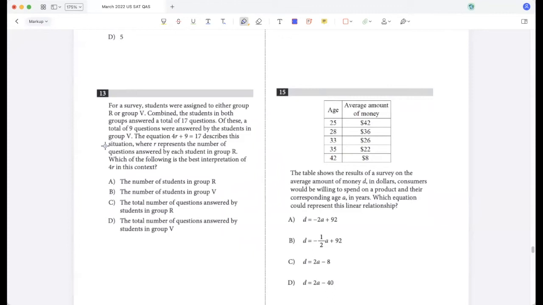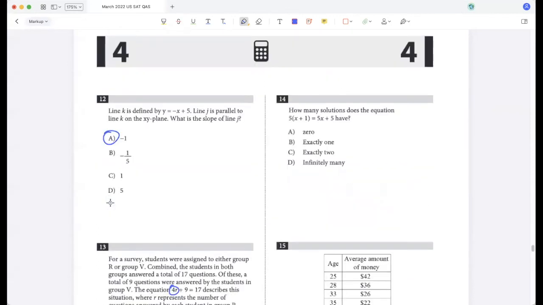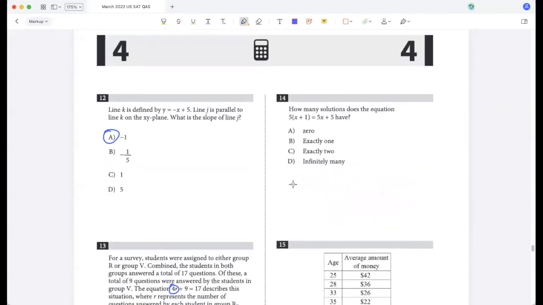So basically 4R will be the total number of questions answered by students in group R, because for group V the total was 9, and total questions were 17. So 4R will be the total questions answered by students in group R. Option C.